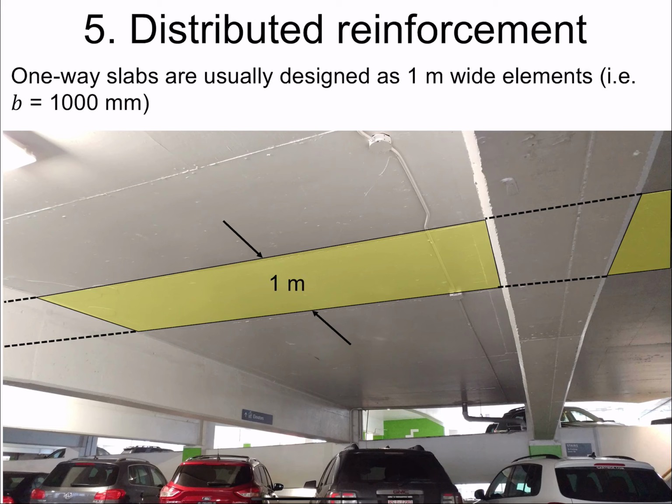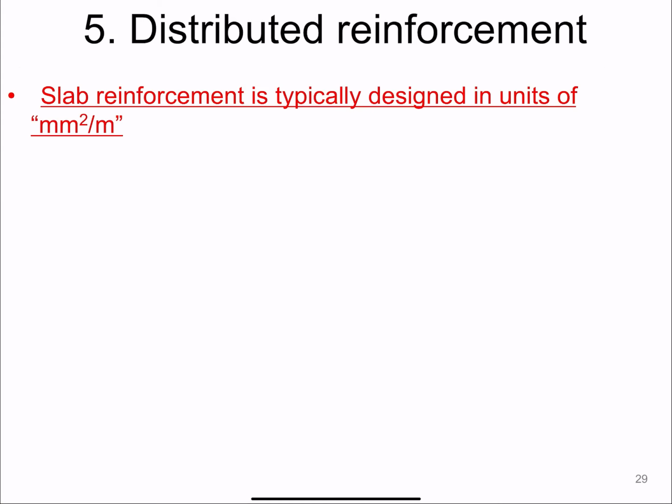It doesn't mean that that's just the width of the beam, kind of a slab, right? No, it's just the width of our design strip. So since we're going to provide the steel per meter, that's how we're going to define it. The slab reinforcement is typically given in units of square millimeters per meter, because it's area of steel per meter.